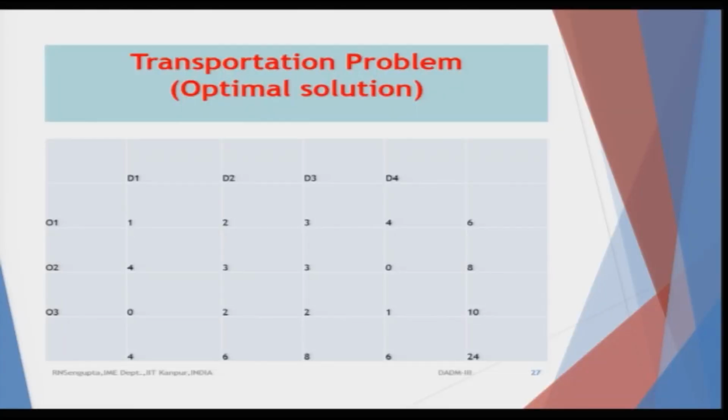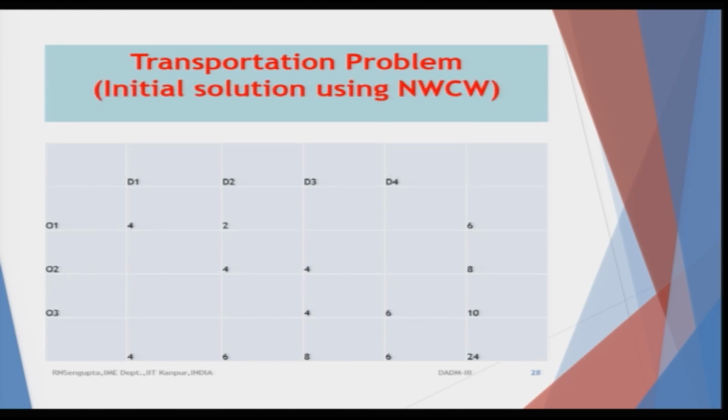And if you are considering the retailers or the end customers, they will be n in number and will be marked by j equal to 1 to n. The values in the rightmost column are 6, 8, 10, and the total is 24. Similarly, the overall values given for D1, D2, D3, D4 are 4, 6, 8, 6. So the total is also 24.